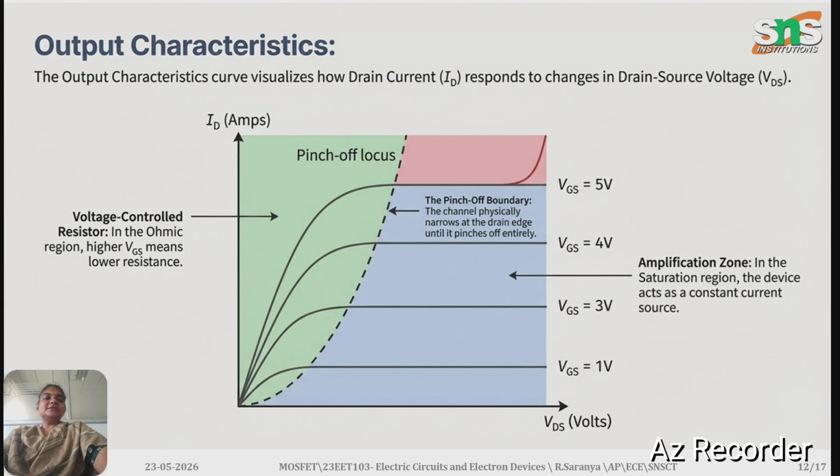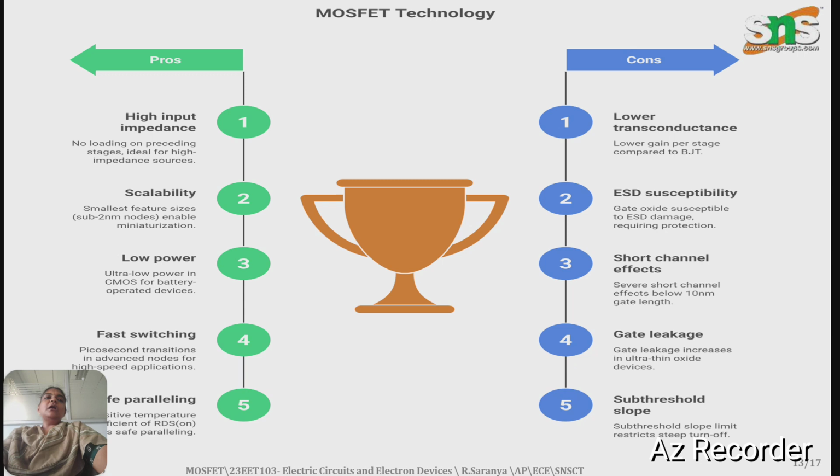This is the output characteristics of our MOSFET. Since it is a voltage controlled resistor, the ohmic region resistance is lower when VGS is higher. Okay, so in the amplification zone, the saturation region, the device acts as a constant current source. In case of pinch-off boundary, the channel will linearly increase against the drain current. Coming to our advantages and disadvantages, MOSFET has high input impedance, scalability, low power, fast switching, and parallelization.